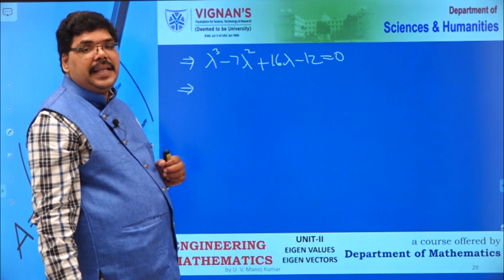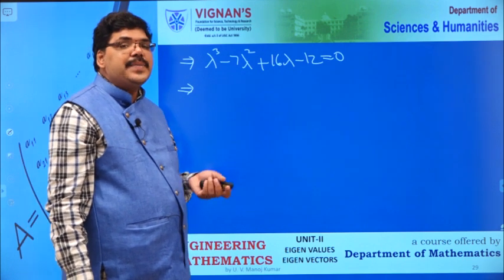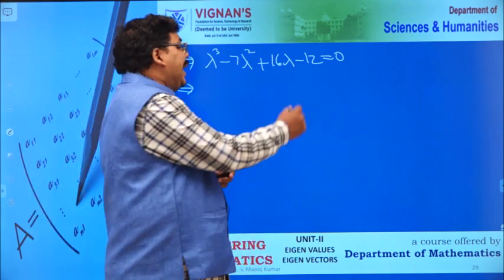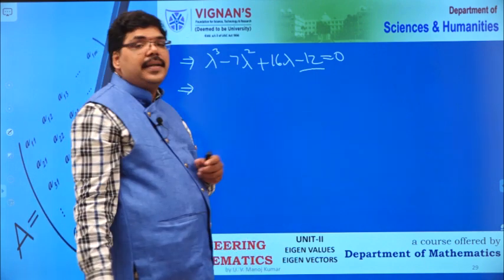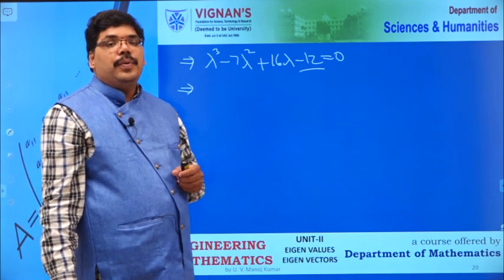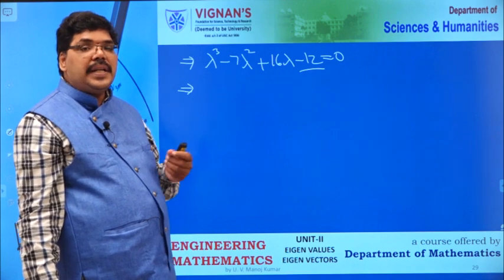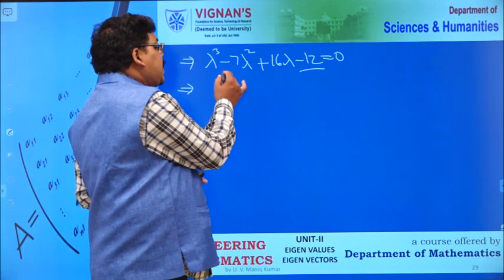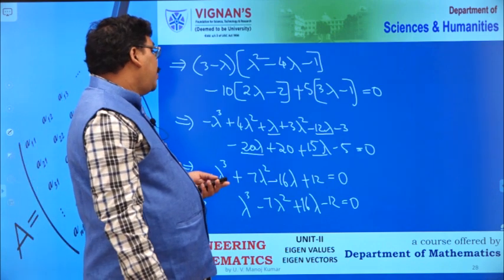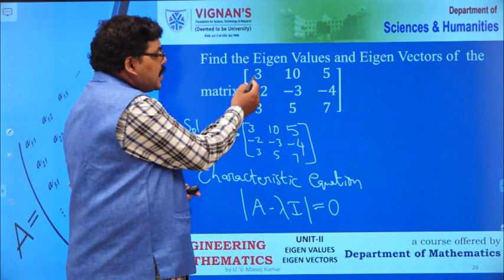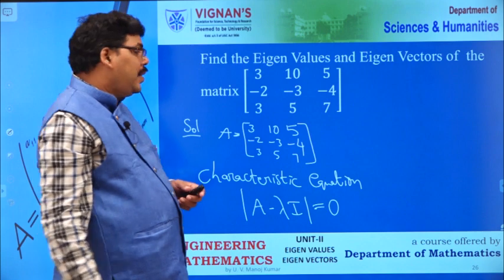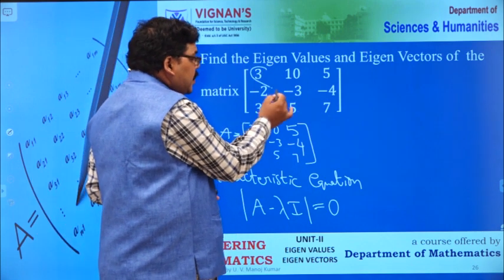So I need to find 3 numbers whose product is minus 12. What we already discussed is product of eigenvalues is nothing but the determinant. What is the determinant here? Minus 12. So I want 3 numbers whose product is minus 12 and sum is minus 7. Sum is nothing but the trace of the matrix. For the given matrix, the sum is 3 minus 3 plus 7.